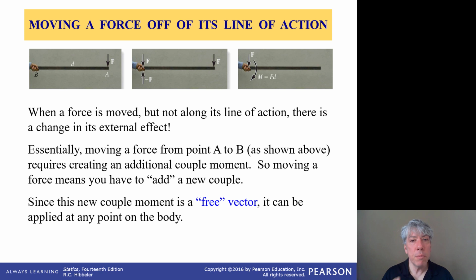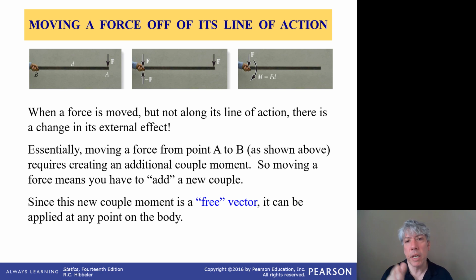So when a force is moved off its line of action, there is a change in the external effect, and so we have to add a new couple or a new moment in order to have an equivalent set of forces and moments to what we had in the beginning. Now this couple, this moment, can actually be applied at any point on the body without changing the effect on the body at all, and so it is also a free vector.